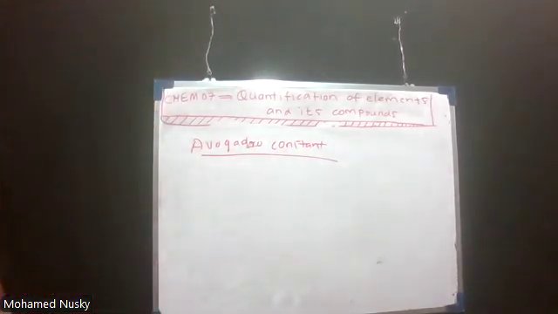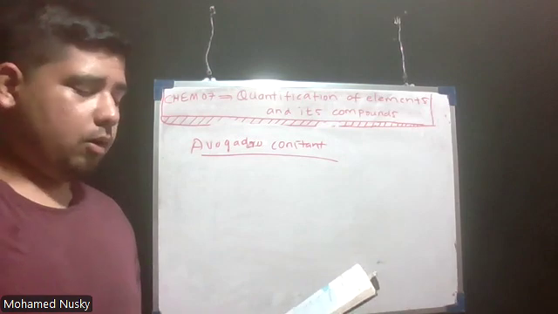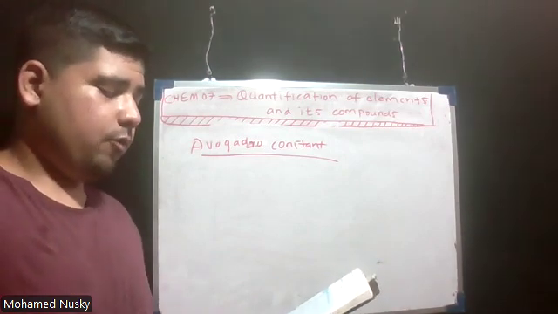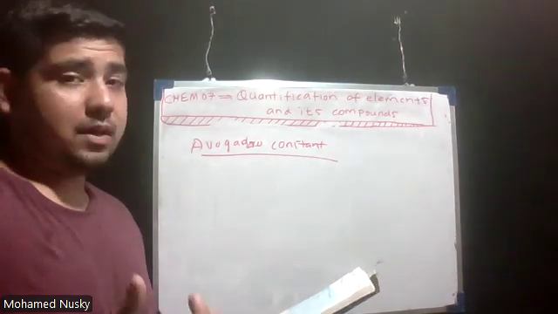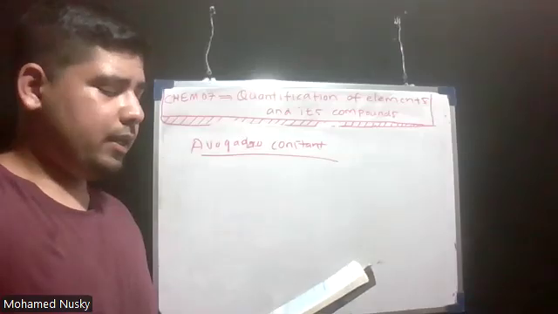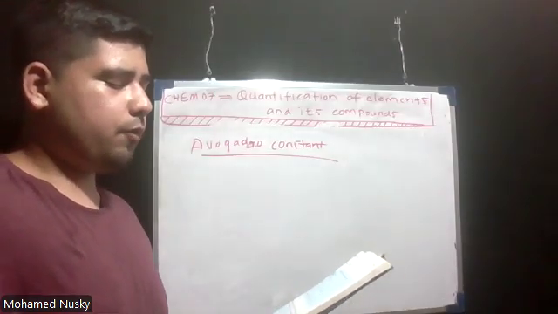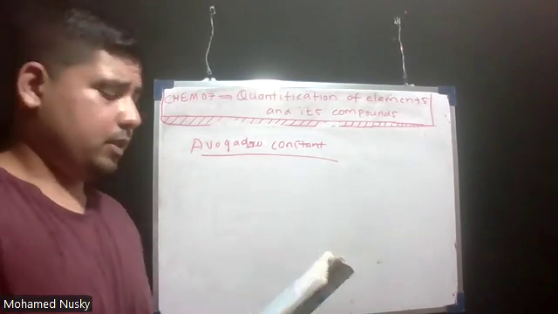Now, for example, you see the definition of Avogadro constant. When a mass of any element equal to its relative atomic mass is taken in grams, it is seen that it contains the same number of atoms irrespective of the element. You see the key terms here.